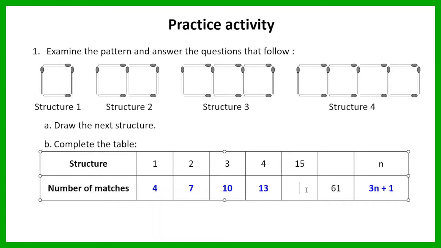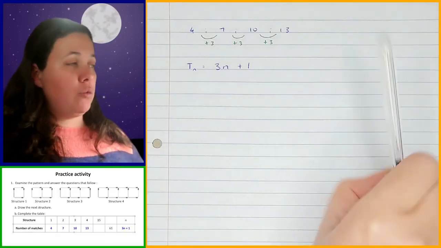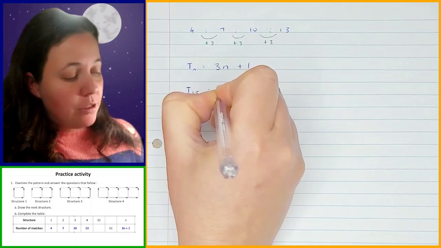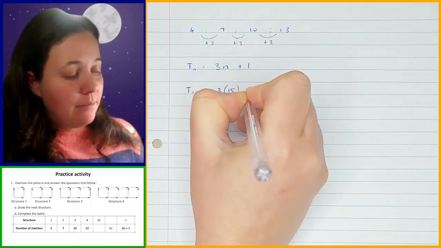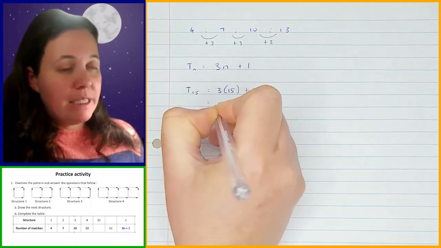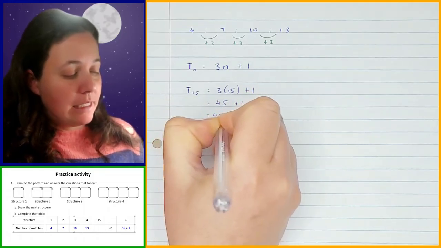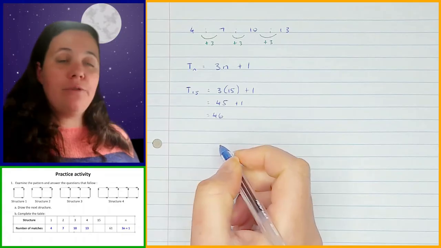Now we need to work out the 15th term. For our 15th term, we've got T15 equals 3 times 15 plus 1. 3 times 15 is 45, plus 1 gives us 46. So you should have got 46 for the 15th term.